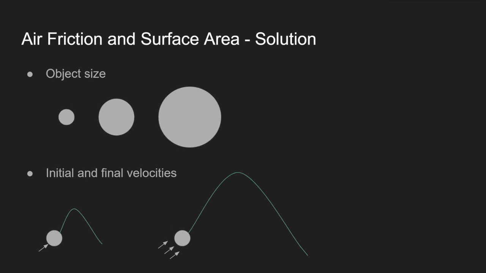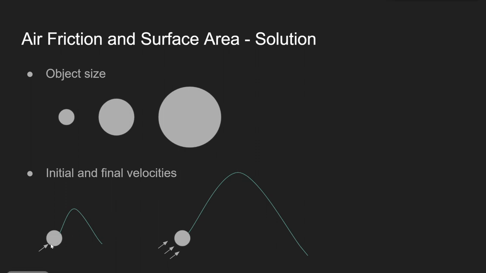Furthermore, the faster the initial velocity is, the greater the x and y positional distance will be. This makes sense because if you throw an object faster, on average, you're going to make it go higher than if you throw it slower.